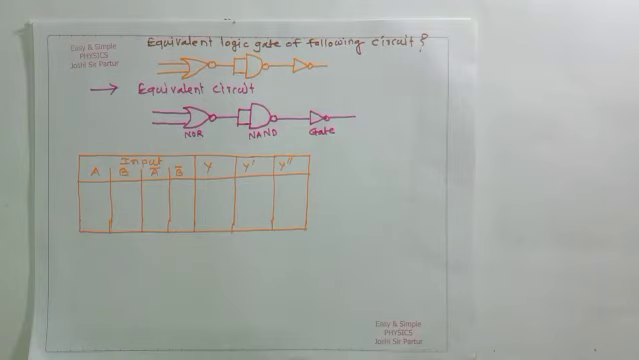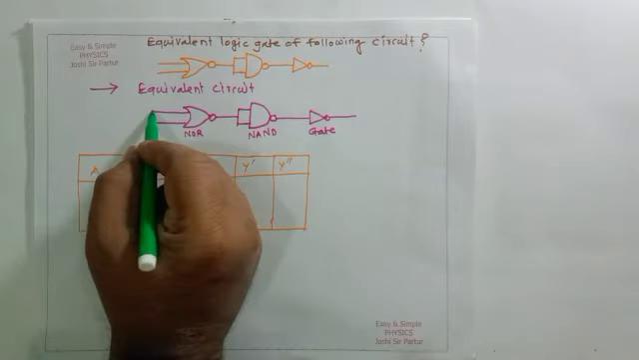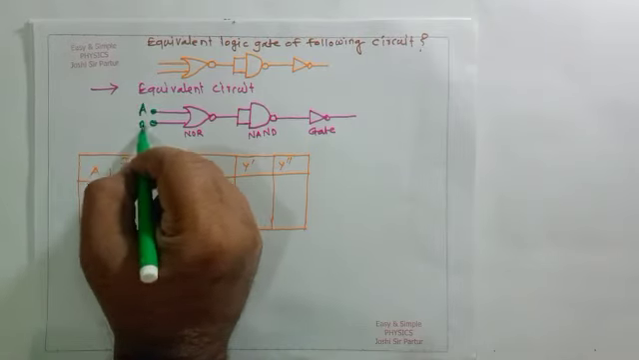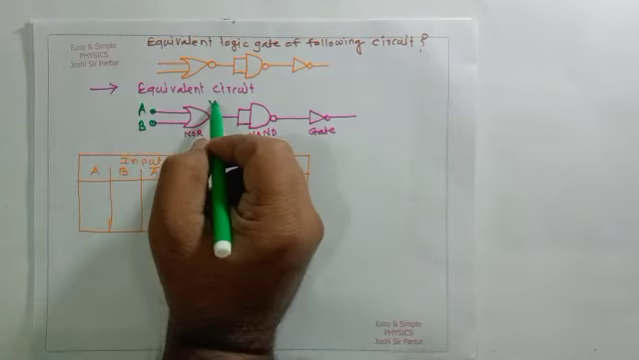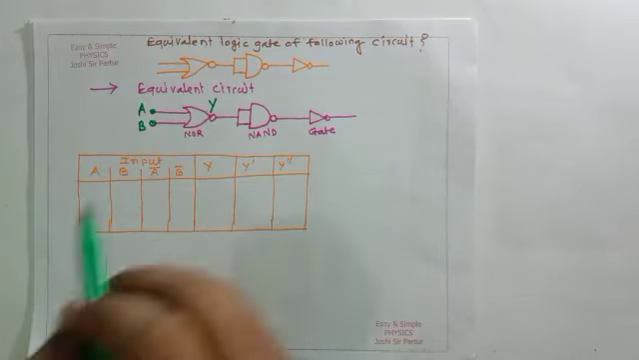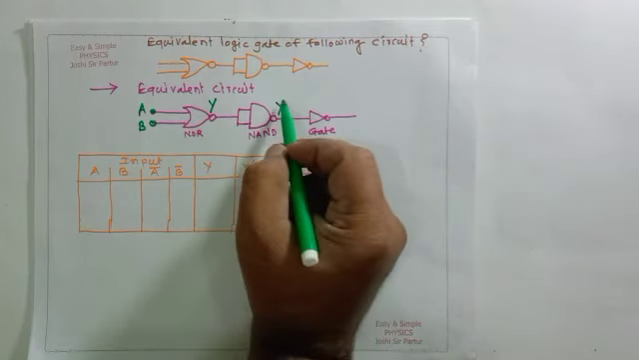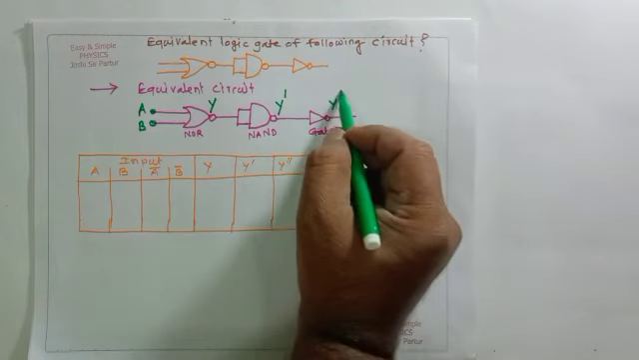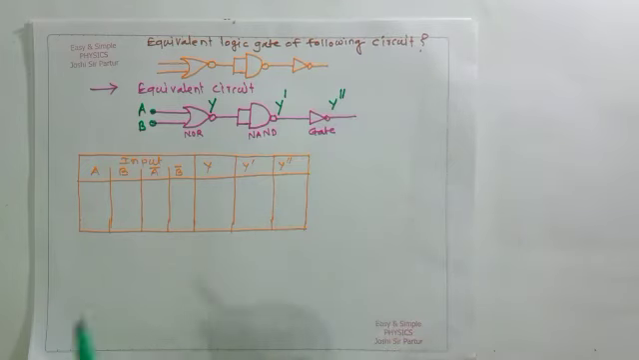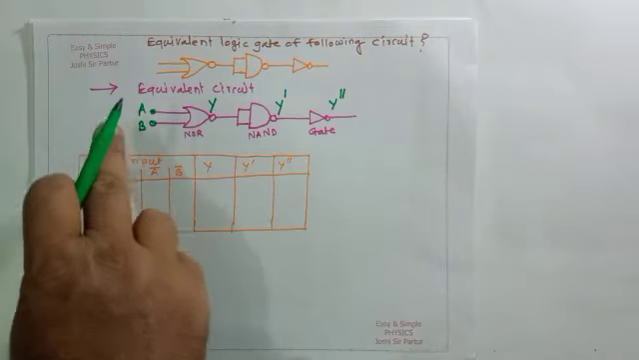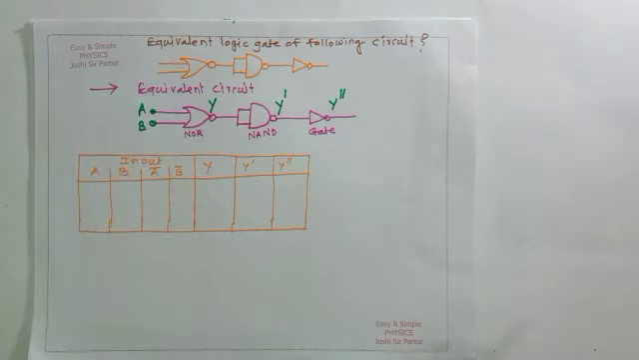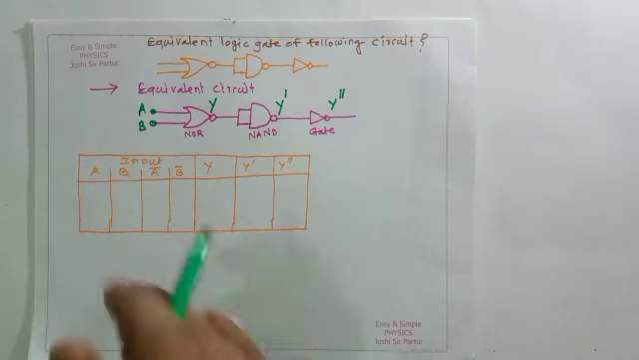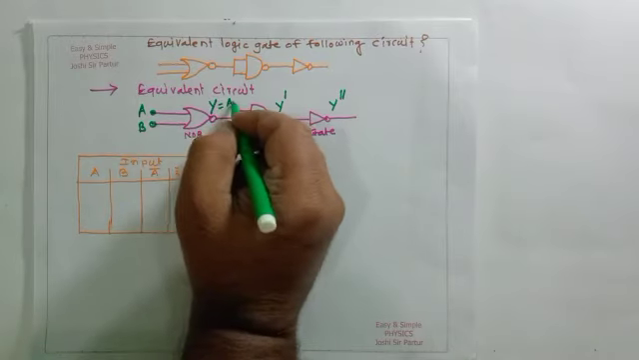So the inputs will be A and B. Here the output for the NOR gate will be Y. The output for the NAND gate represents Y dash, and the output for the NOT gate can be represented as Y double dash. So for the NOR gate, inputs A and B will be there. For the NOT gate, it has the complement of A or B.